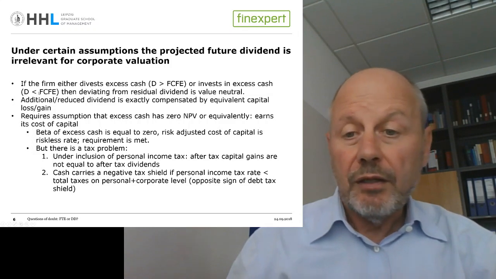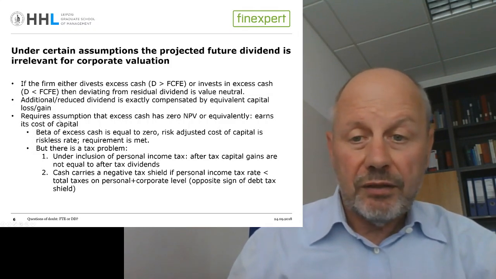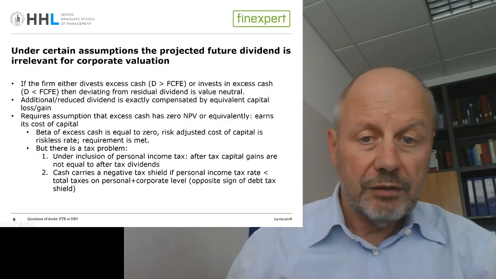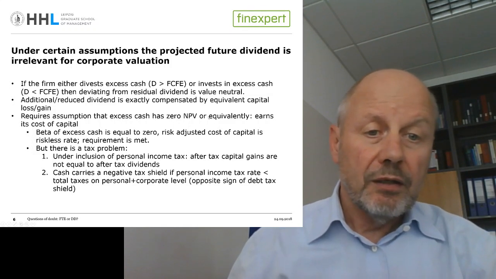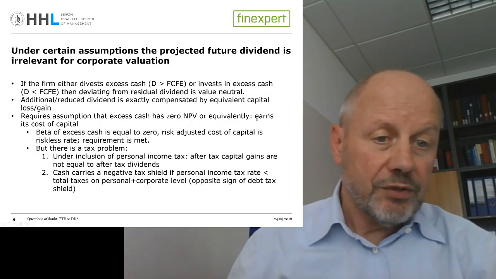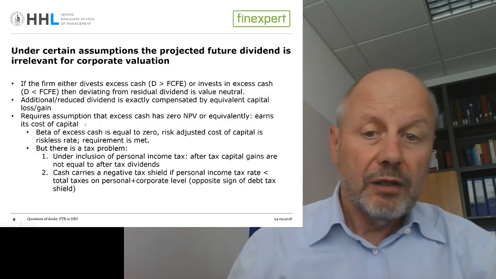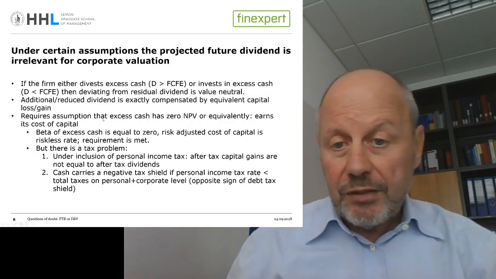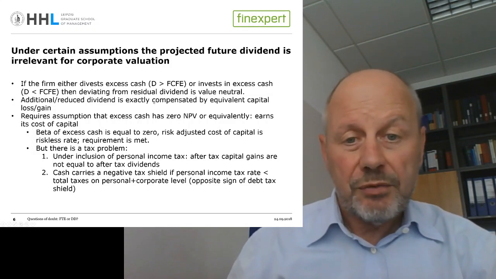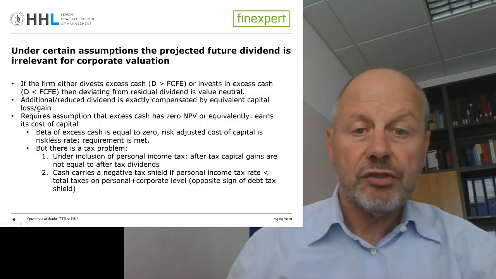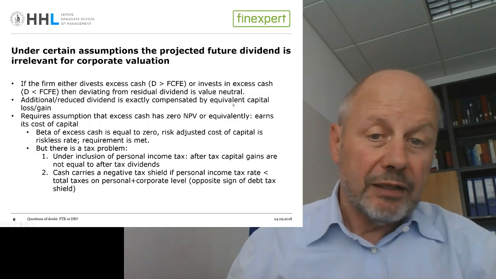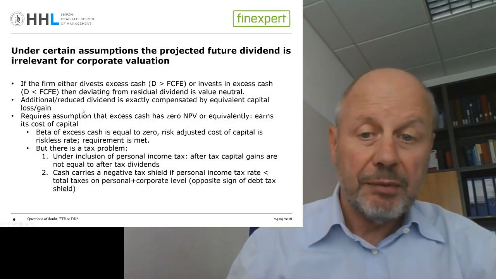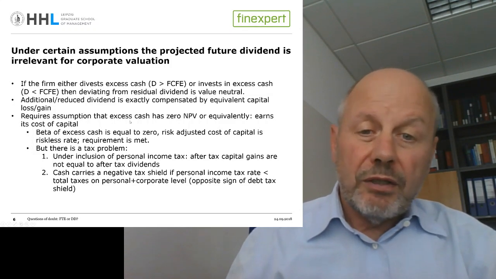So what is the assumption that is required in order to yield this irrelevance result? The assumption behind it is that, of course, excess cash carries a zero net present value. Or, put in other words, it earns exactly its cost of capital. Why is this assumption necessary? Well, that yields exactly the result that either the additional gain in cash or the loss in cash is exactly offset by either a capital loss or a capital gain of exactly the same amount. So let's look at this condition.